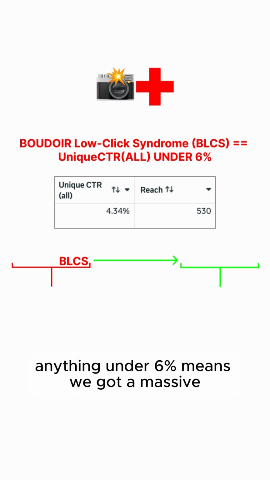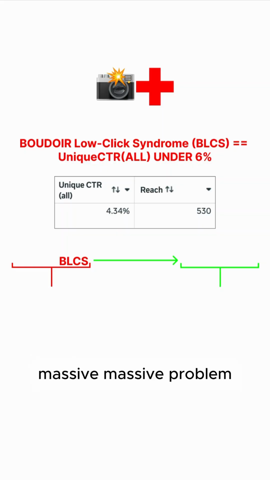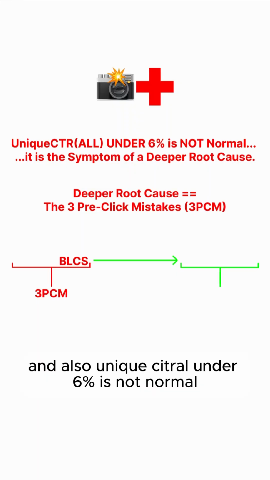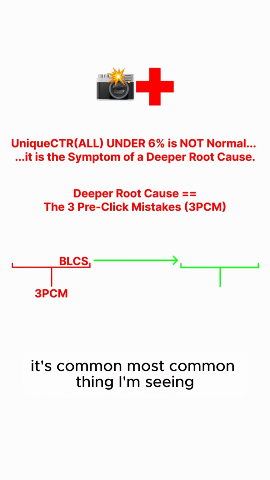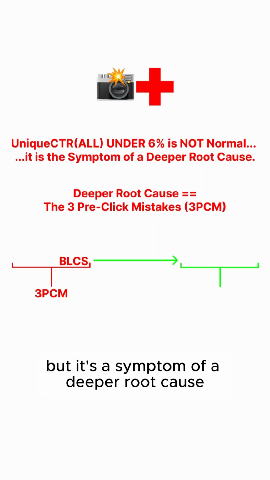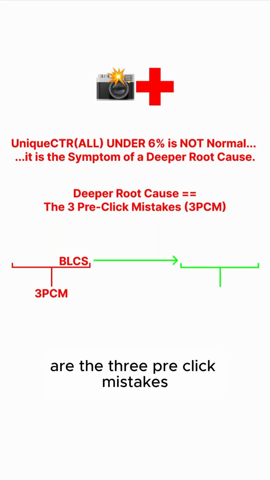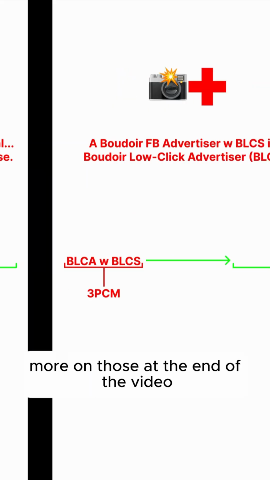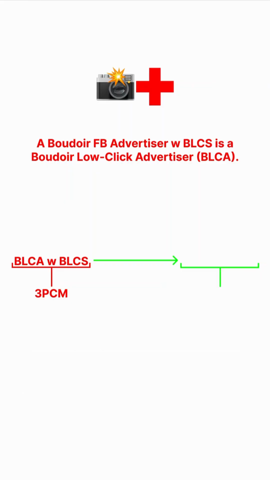Anything under 6% means we have a massive, massive, massive problem. And also, unique CTR under 6% is not normal. It's common, the most common thing I'm seeing, but it's a symptom of a deeper root cause. And the deeper root cause is the 3 pre-click mistakes. More on those at the end of the video.